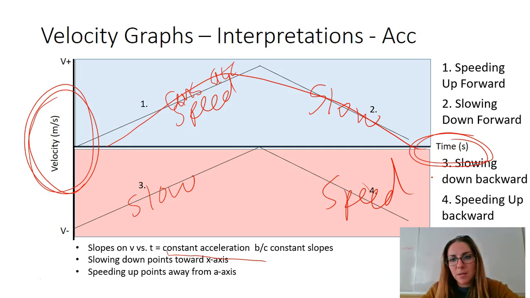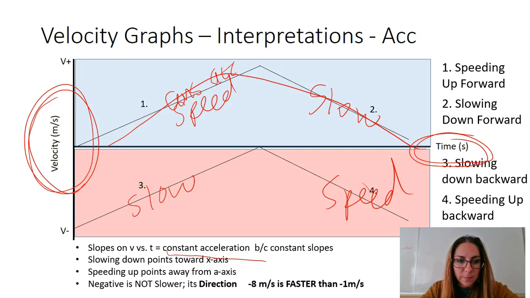Like that. So those are some tricks for you. Negative. Remember, this is so big, and it confuses me all the time too. So, you know, -8 is faster than -1 because 8 is a bigger number than 1. 8 is bigger than 1, right?